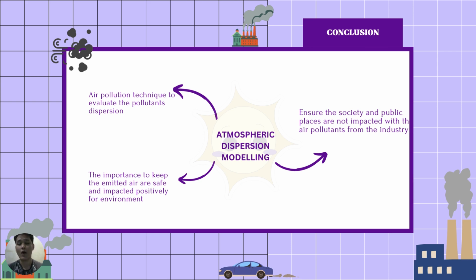That's all for our atmospheric dispersion modeling. In conclusion, atmospheric dispersion modeling is a technique to evaluate pollutant dispersion. It is important for us to calculate atmospheric dispersion to ensure that society and public places are not impacted by the pollutants emitted from industrial areas. It is important to keep the emitted air safe and clean, with a positive impact on a cleaner and better environment.